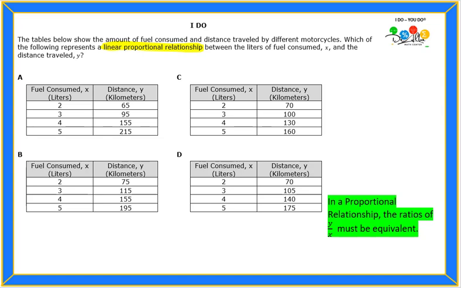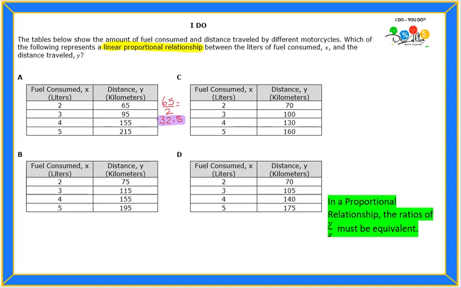So we're going to divide 65 divided by 2. What do we get? We get 32.5, right? So I'm going to write it down here. Let's do the next one, because remember, I'm looking for 32.5. I need to make sure that when I divide all the rest of that y over x, I get the same numbers. If I don't get the same numbers, then that means it is a non-proportional relationship.